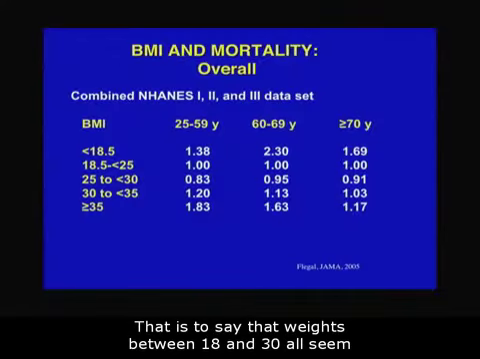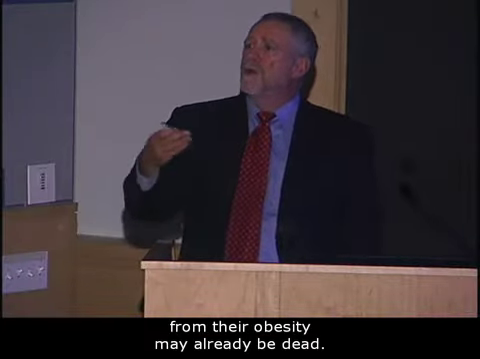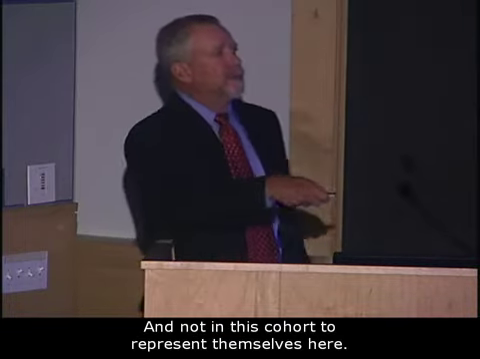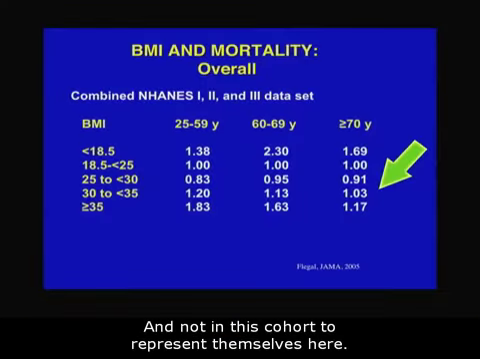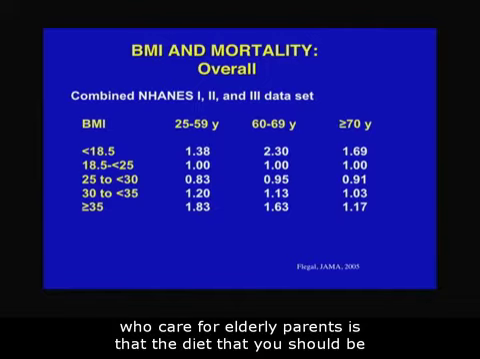Now, this may be a little bit confusing because, remember, this isn't a 50-year study. This isn't exactly the same as if we took 20-year-olds and followed them till they were 80. The people who make it to this cohort at 70 are different than the people here, in the sense that many of the people who are sickest from their obesity may already be dead and not in this cohort to represent themselves here.